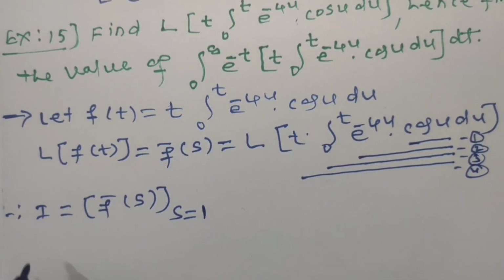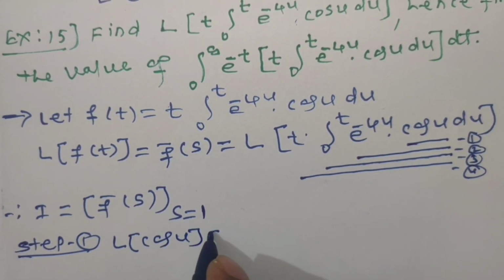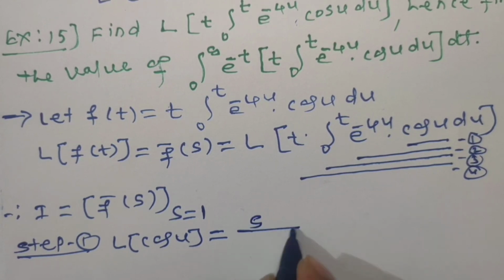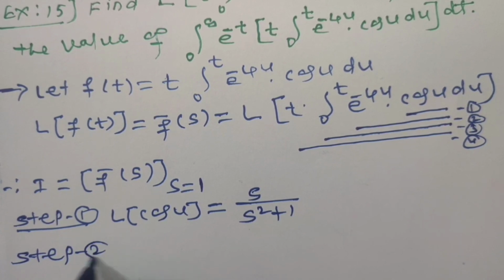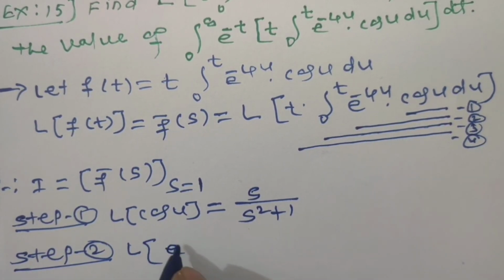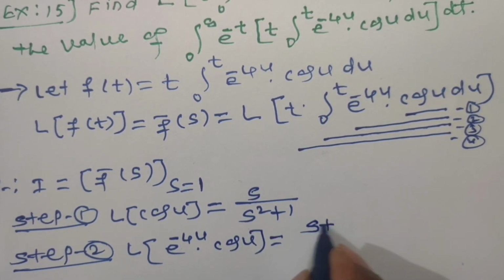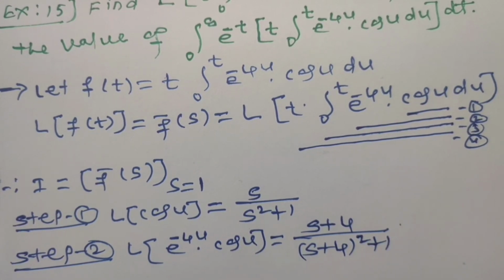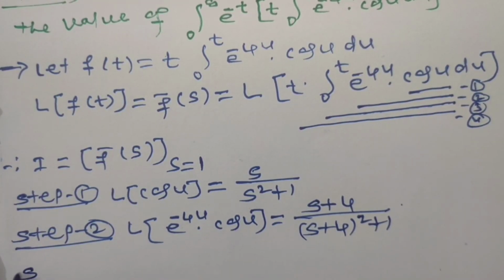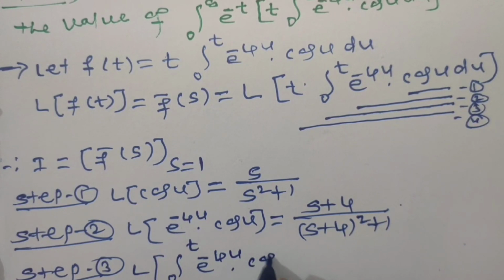So step number 1, the Laplace transform of cos u, and this is equal to, by applying the standard formula, s upon s square plus 1. Then step number 2, the Laplace transform of e to the power minus 4u into cos u. Applying the first shifting theorem, s plus 4 divided by s plus 4 square plus 1. Okay, and then step number 3, the Laplace transform of the integral from 0 to t of e to the power minus 4u into cos u du.